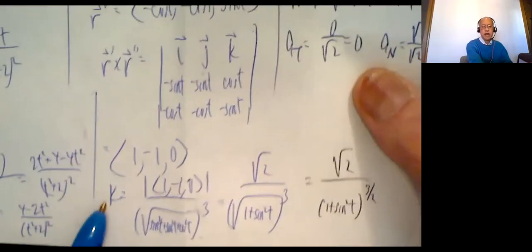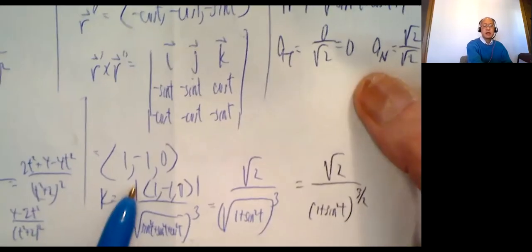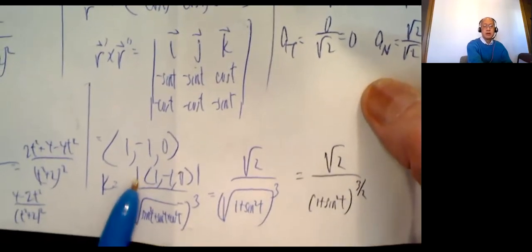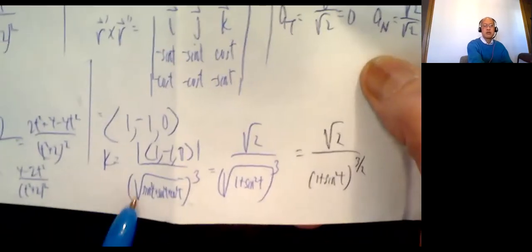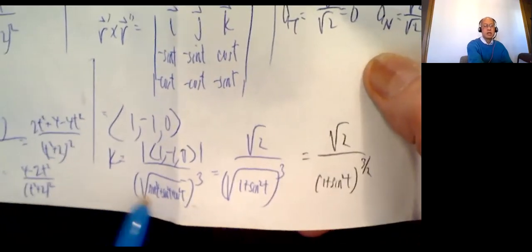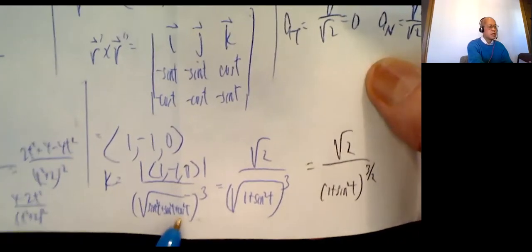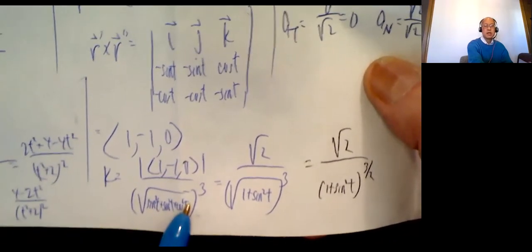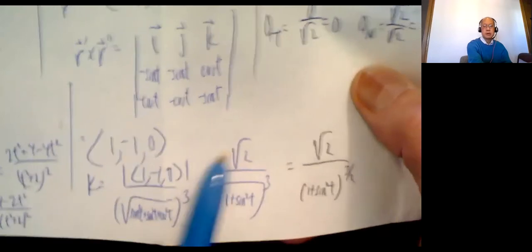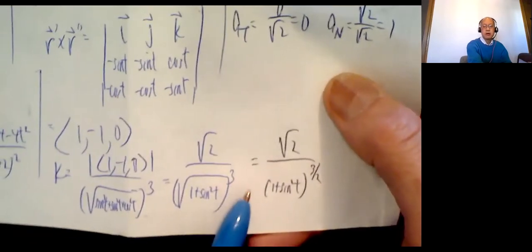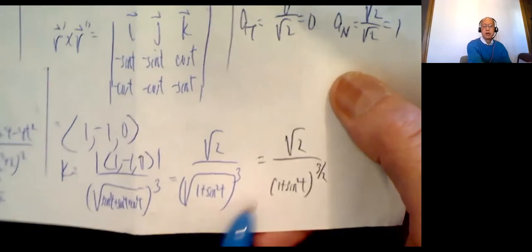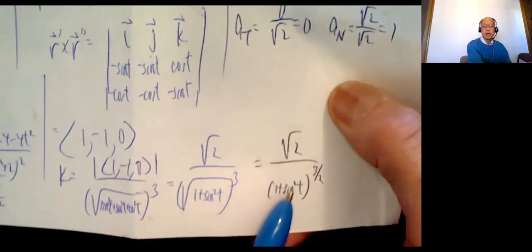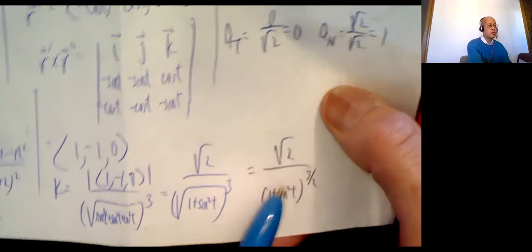Okay, so the curvature kappa is the magnitude of the cross product, (1, negative 1, 0), divided by the square root of sine squared t plus cosine squared t, cubed. The magnitude comes out to be radical 2. So radical 2 divided by 1, since sine squared plus cosine squared is 1. So radical 2 over (1 plus sine squared t) to the 3/2 power.